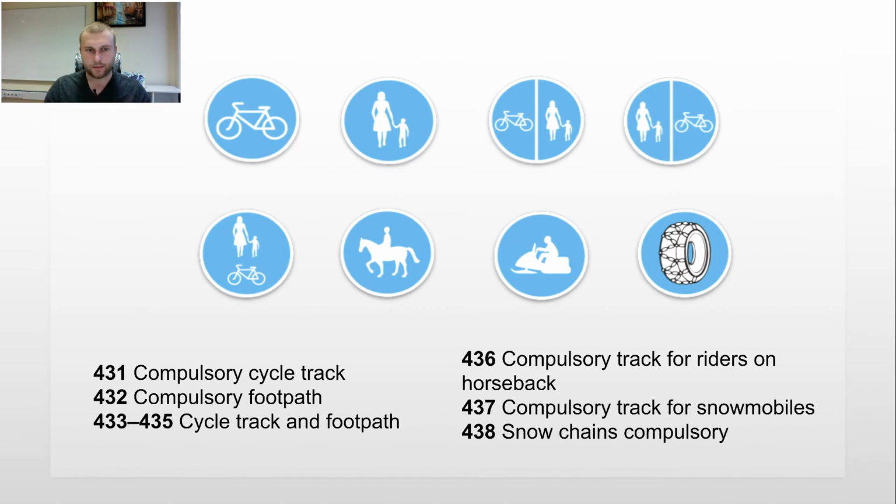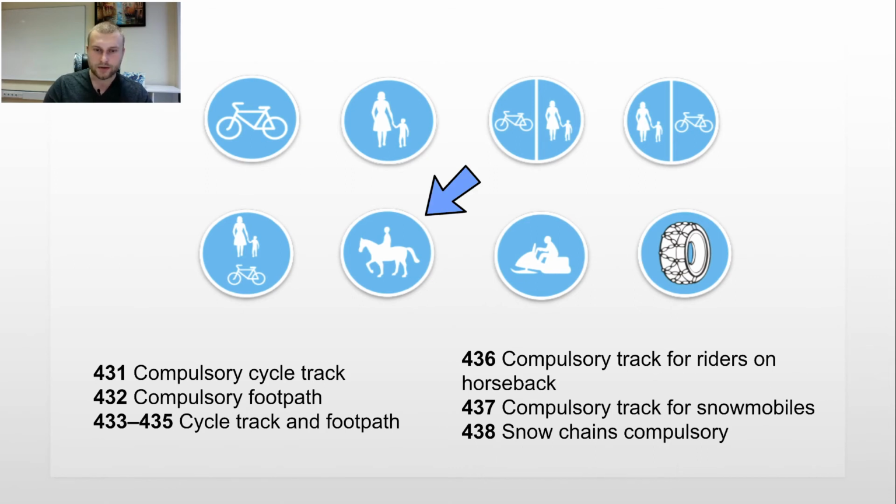Other signs we have are mostly related to pedestrians and bicycles. So the first one is compulsory cycle track, so only bicycles can use this road. The second one, compulsory footpath, only pedestrians can use. Then cycle track and footpath, different ways: which lane is for pedestrians, which lane is for the bicycles. This one, for example, is combined. So both can use this road, pedestrians and bicycles, both of them can use it. It's not divided by something.